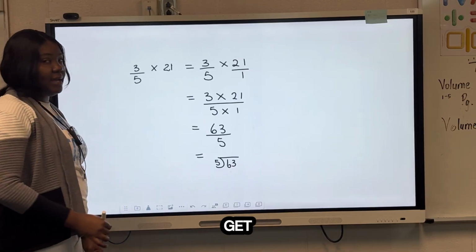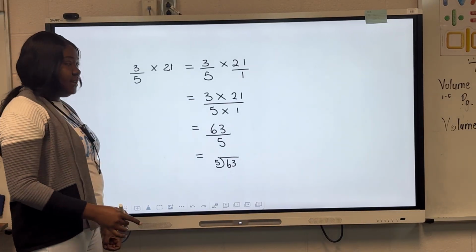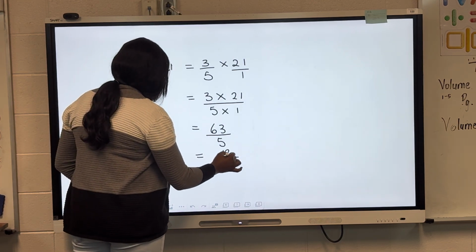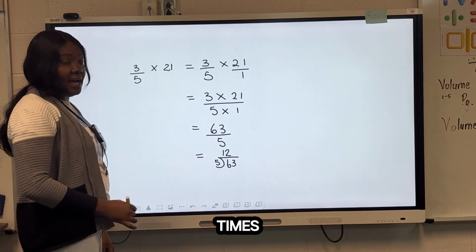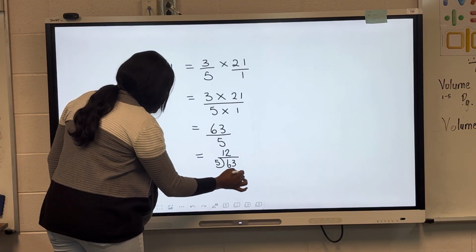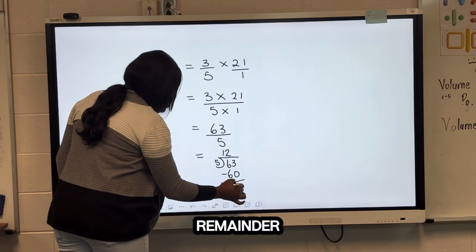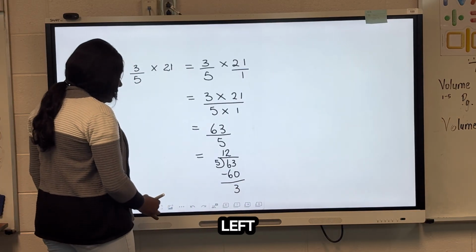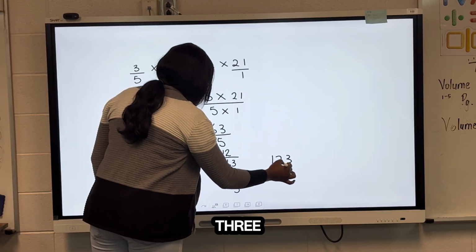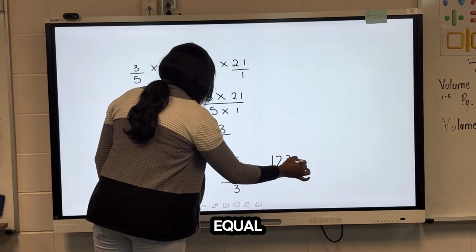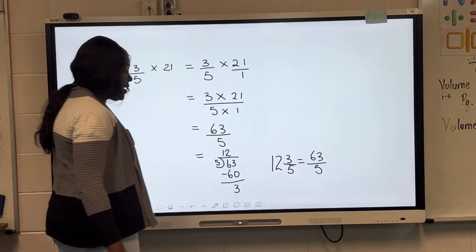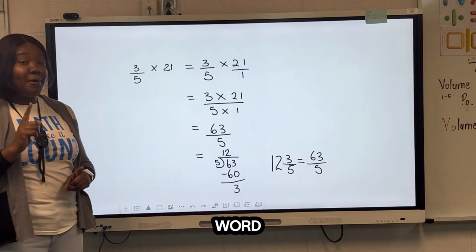How many times do I get 5 from 63? If my geniuses said 12, you are correct. 5 times 12 is 60. I subtract, I have a remainder of 3 left. So my answer, boys and girls, will be 12 and 3/5, which is also equal to 63/5.